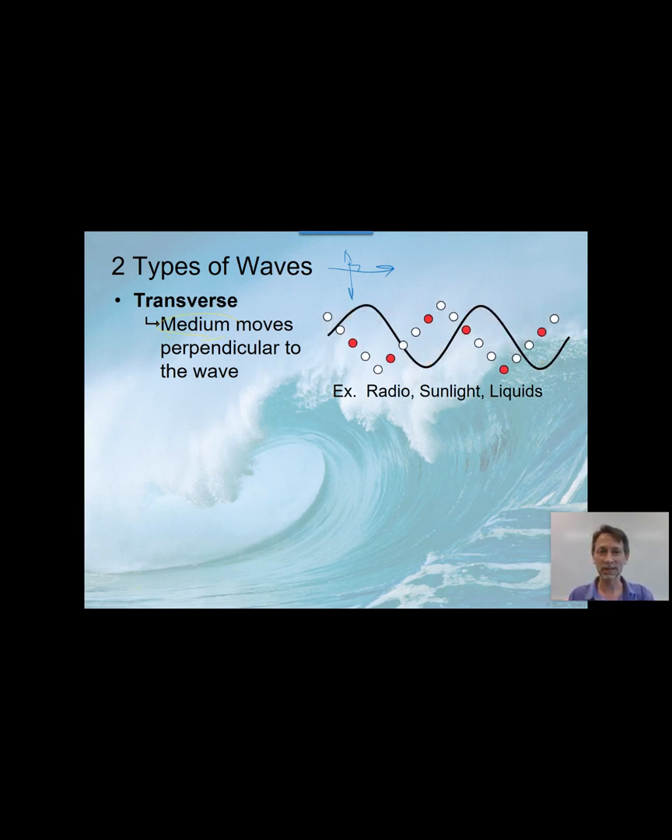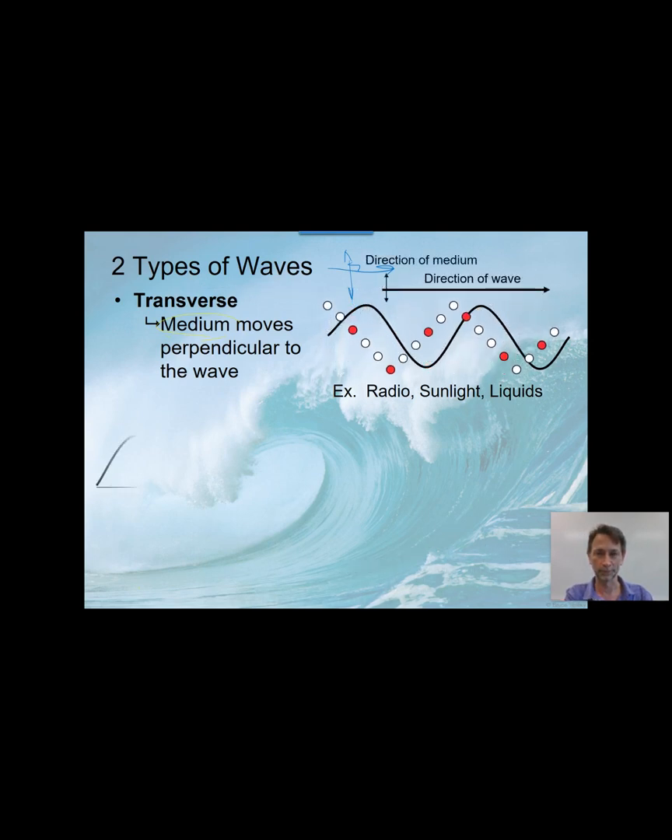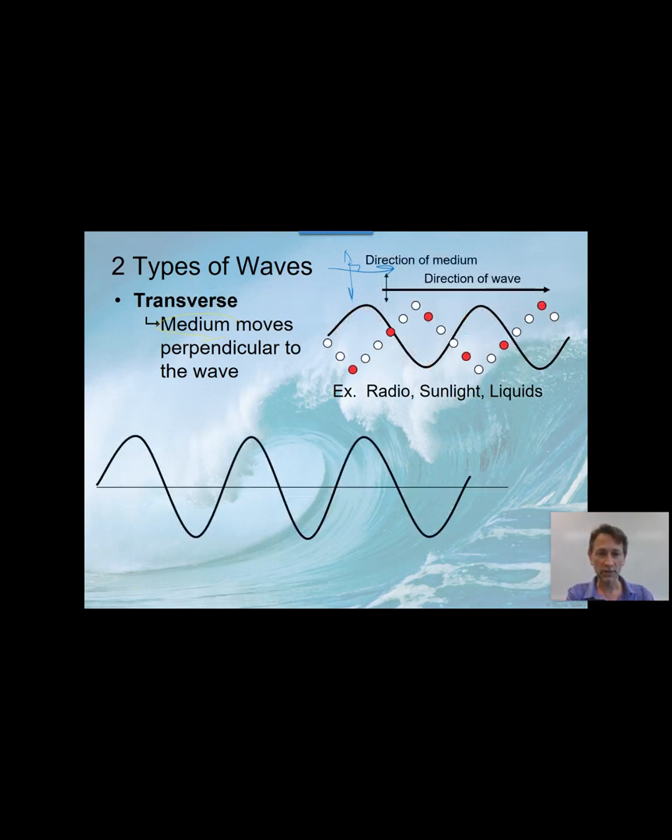Sunlight is a type of transverse wave, and liquids can also be a transverse wave. So notice the direction of the wave again, just to summarize, is that way. And then the direction of the medium is that way. And if I go back to there, so notice I bumped that first one, see how the wave is moving to the right and the dots are moving up and down. So it creates a wave that looks like this.